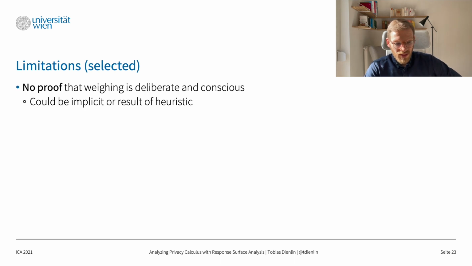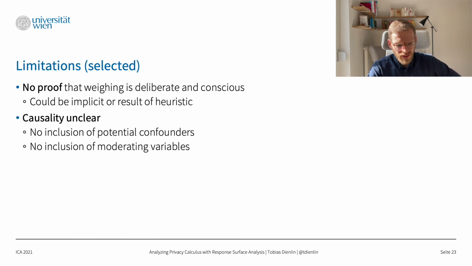If you look at limitations, we have to say that, of course, there's still no proof that the self-disclosure stems from a deliberate, conscious weighing process. It could be simply implicit or coming from a heuristic. And we don't really know about causality here. We didn't include potential confounders, and we also didn't look at moderating variables.